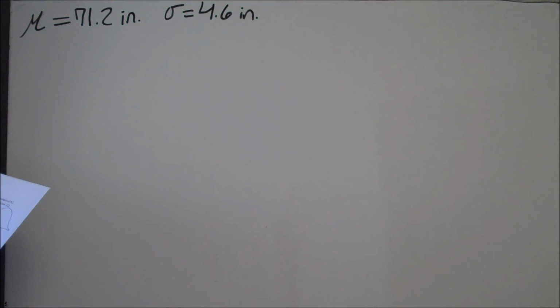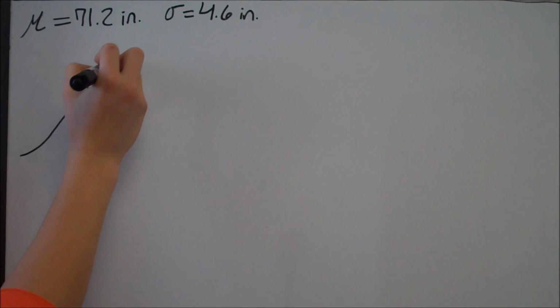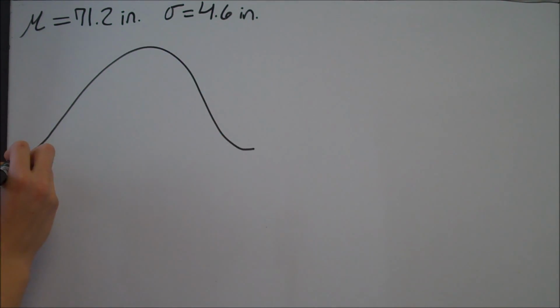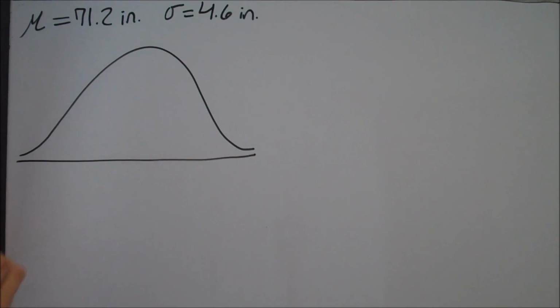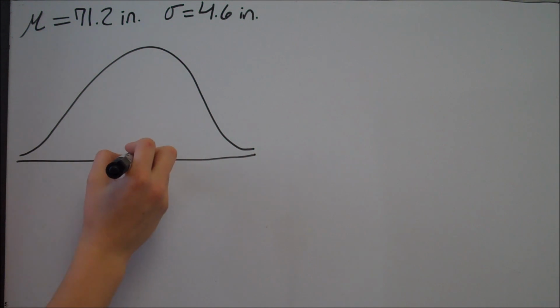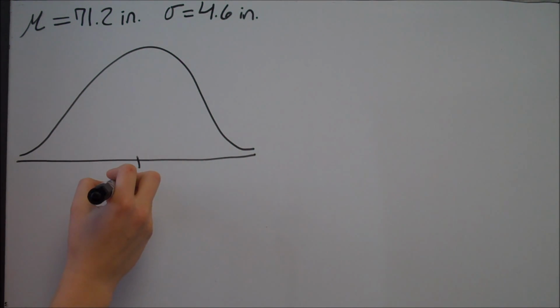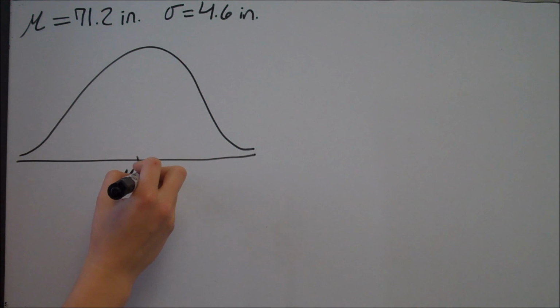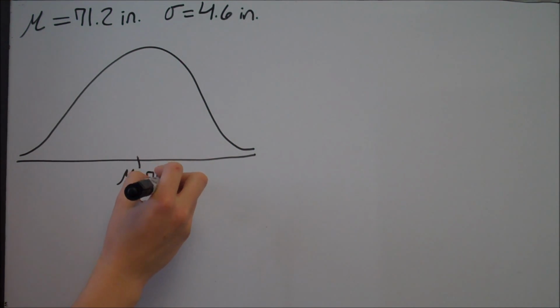But we want to find the probability that if 15 men are randomly selected, they have a mean height between 70.3 and 75.2 inches. So the first thing we want to do is draw our graph. It told us that this is normally distributed, so it's going to be a bell curve. And we know that our mu is always at the center of our curve. So the mean is equal to 71.2.